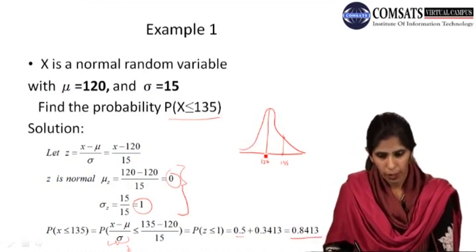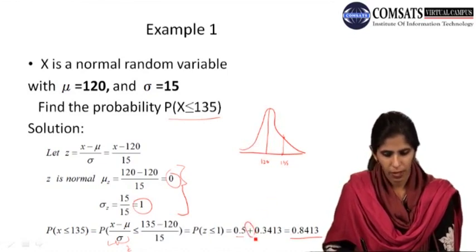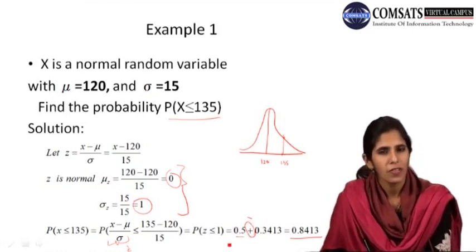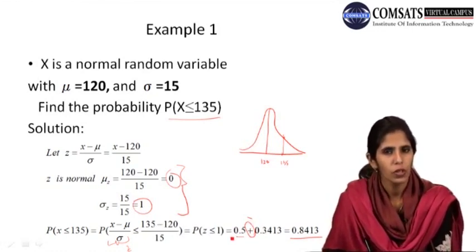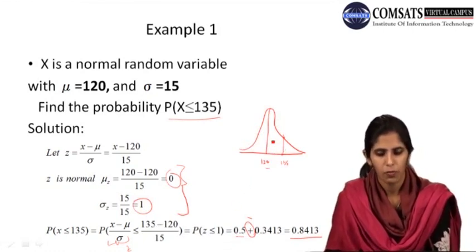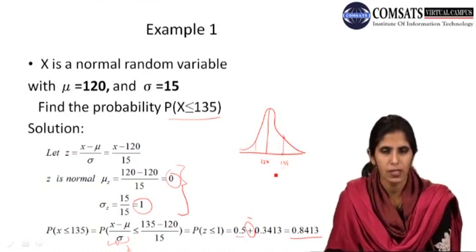Another interesting point to note here is why we have added this. Why not a minus sign? Because 135 is greater than 120 and we want to know the area which is lying under this curve. If we want to know a point on the other side of the curve, 135 is greater than 120. 120 is the mean, and that is why we have placed it on the right side of the curve, which shows positive values.